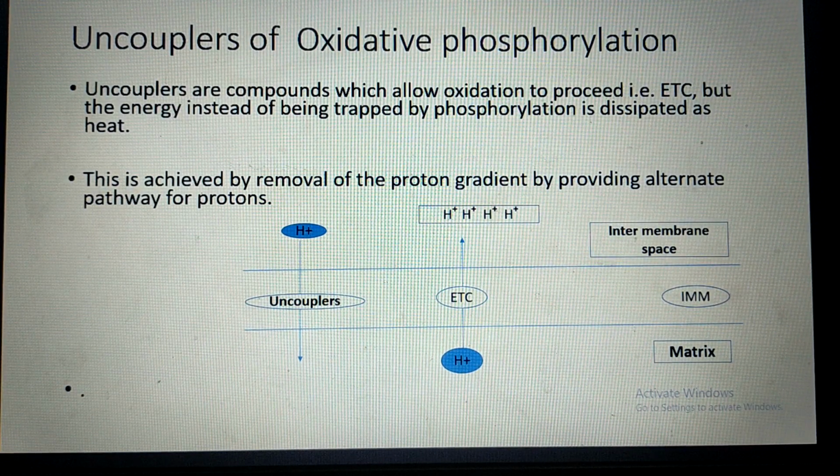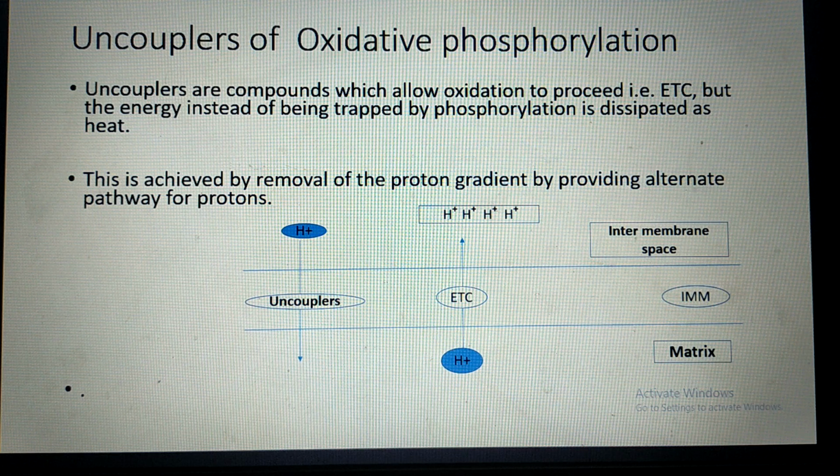Uncouplers are the compounds which allow the oxidation to proceed in the electron transport chain, but the energy released during this transfer of electrons is not utilized for synthesis of ATP. That means phosphorylation does not take place and that energy is released in the form of heat. Such compounds are called uncouplers. How does this occur? This is achieved by removal of the proton gradient by providing an alternate pathway for the protons.